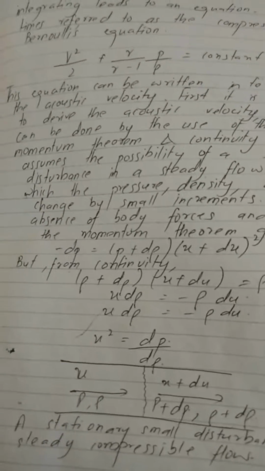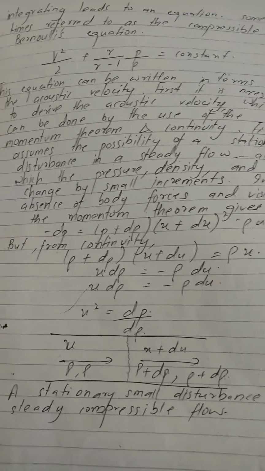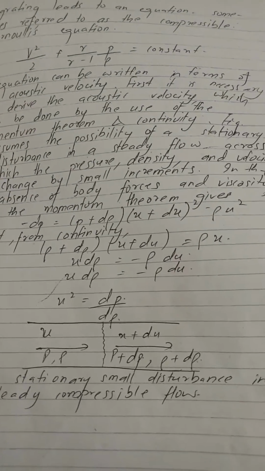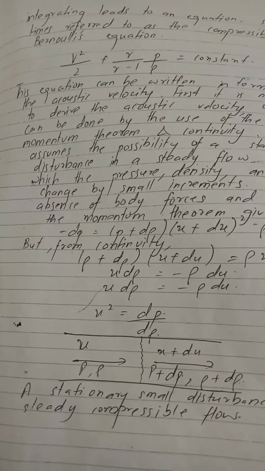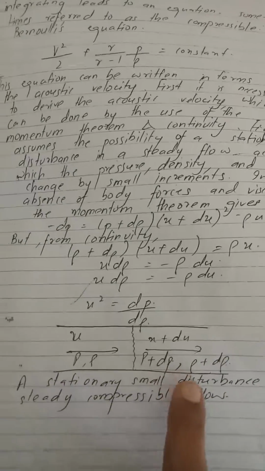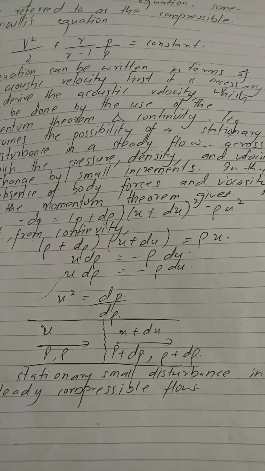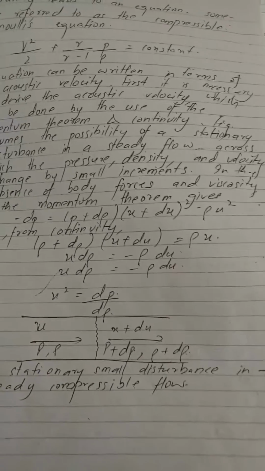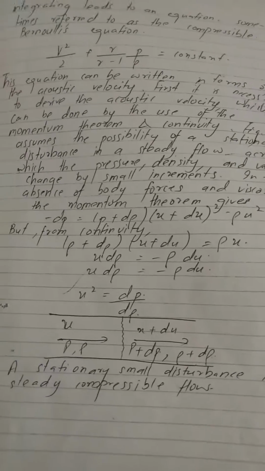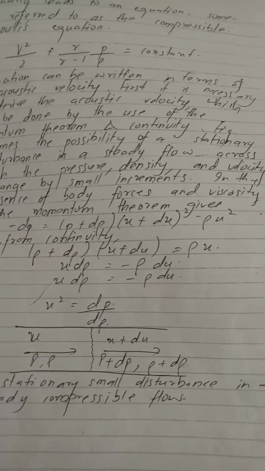First, it is necessary to derive the acoustic velocity, which can be done by the use of the momentum theorem and continuity. We have discussed it. The figure assumes the possibility of a stationary disturbance in a steady flow, and across which the pressure, density, and velocity change by small increments.